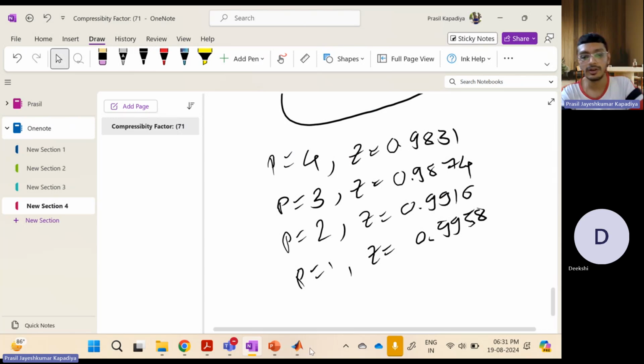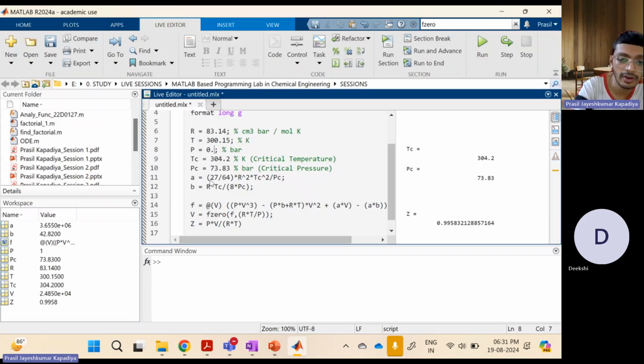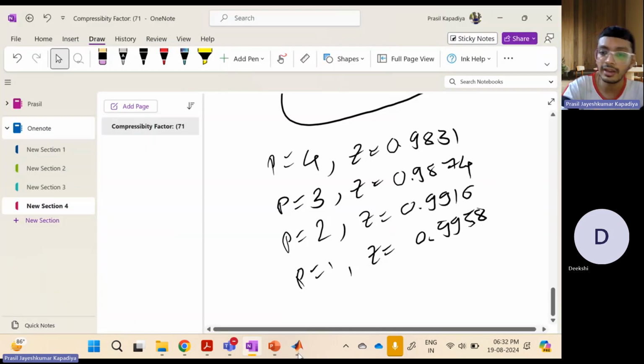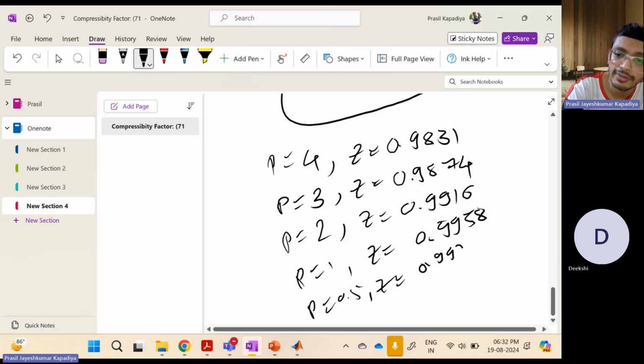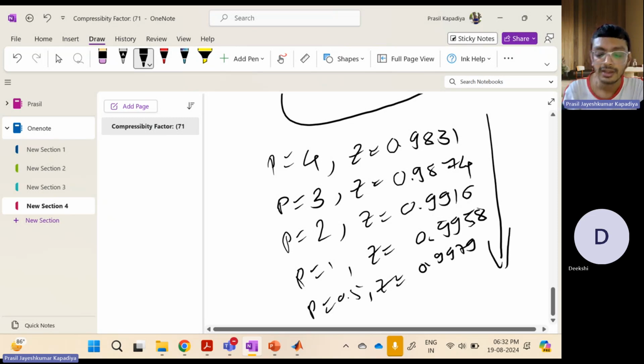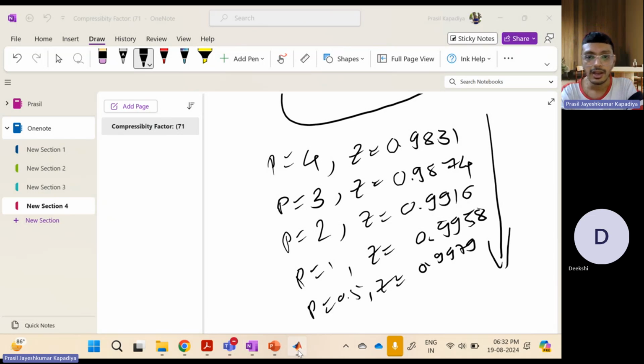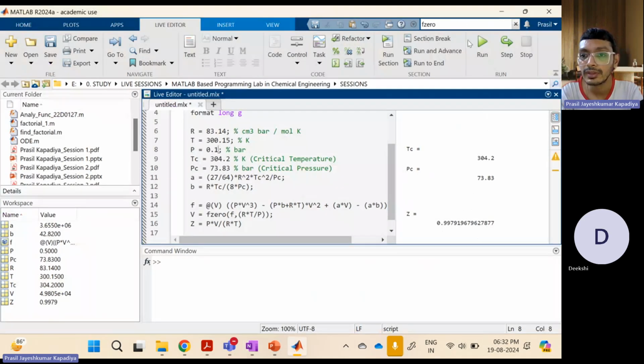Let's try to reduce P further. P is equal to, let's say, 0.5. So at 0.5, it is 0.9979. Okay, P is equal to 0.5, Z is equal to 0.9979. So from here you can see that as pressure is going towards lower range, gas is behaving ideally. So if we further reduce it to 0.1, see we are getting 0.999. Even at 0.5 bar, this is extremely low pressure. So we can see that gas is behaving as ideal gas at lower values of pressure.